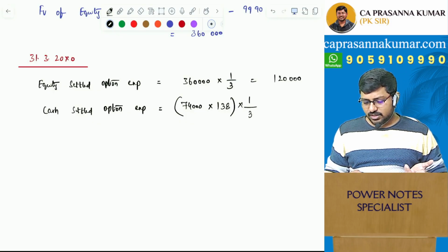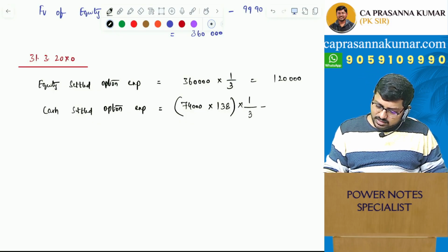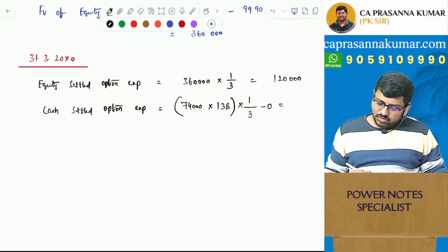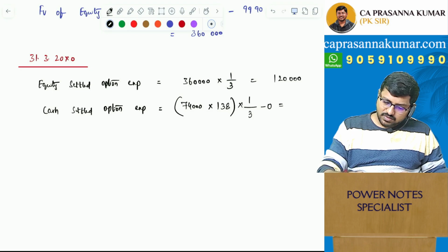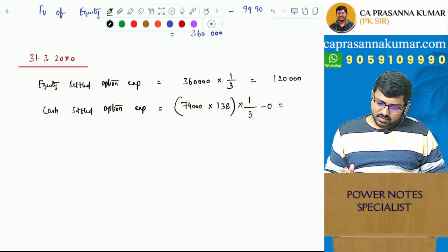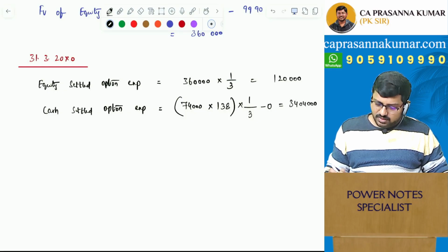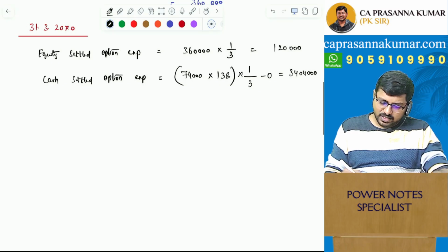Vesting period completed is 1, total vesting period is 3, minus previous year. Did you recognize any expenditure? No, nothing, 0. So that is equal to 74,000 into 138 divided by 3, which is 34 lakh 4,000. So this calculation is pretty simple. We can also do it directly.